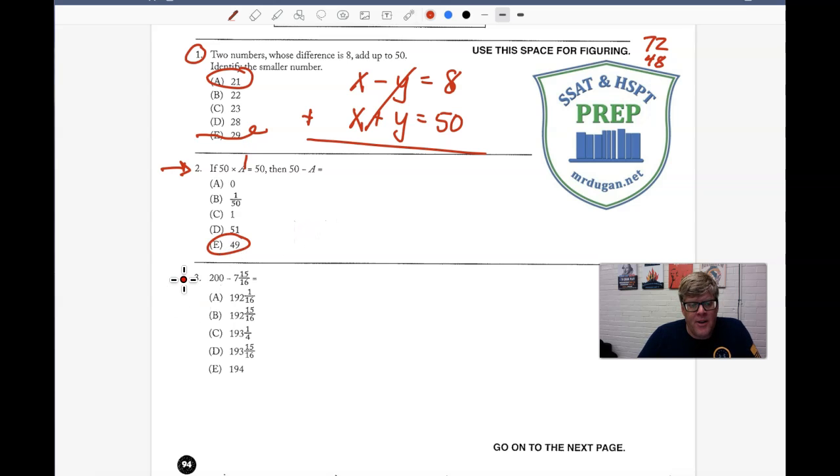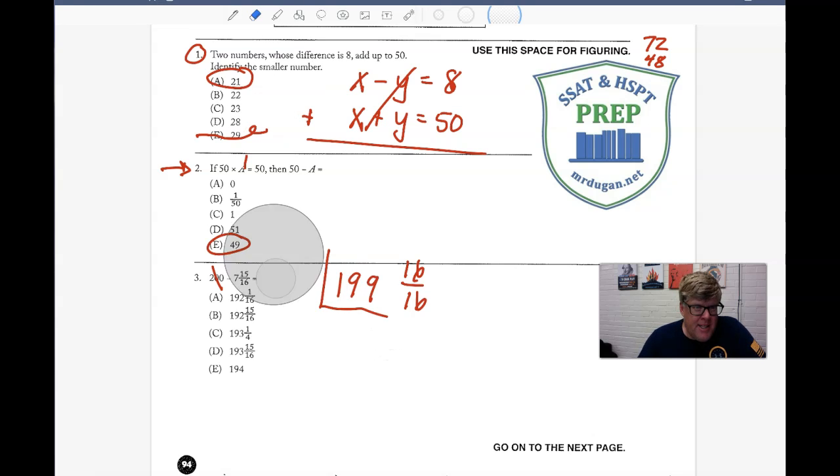You may have forgotten how to do number 3. Like you haven't done one of these since 6th grade or something. But when you take 200 and you subtract 7 and 15 sixteenths, that's easy. But just don't use 200. Use 199 and 16 sixteenths, which equals 200. Now you have like terms, you have common denominators, no problem. So don't use 200. Use 199 and 16 sixteenths, okay?